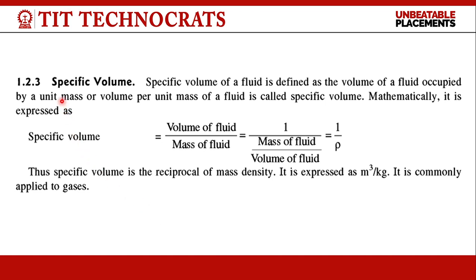Third one is the specific volume. Specific volume of the fluid is defined as the volume of the fluid occupied by unit mass. To determine the specific volume, we will divide volume of fluid by mass of the fluid. It is also the reciprocal of mass density. So the unit of specific volume will be meter cube per kg.